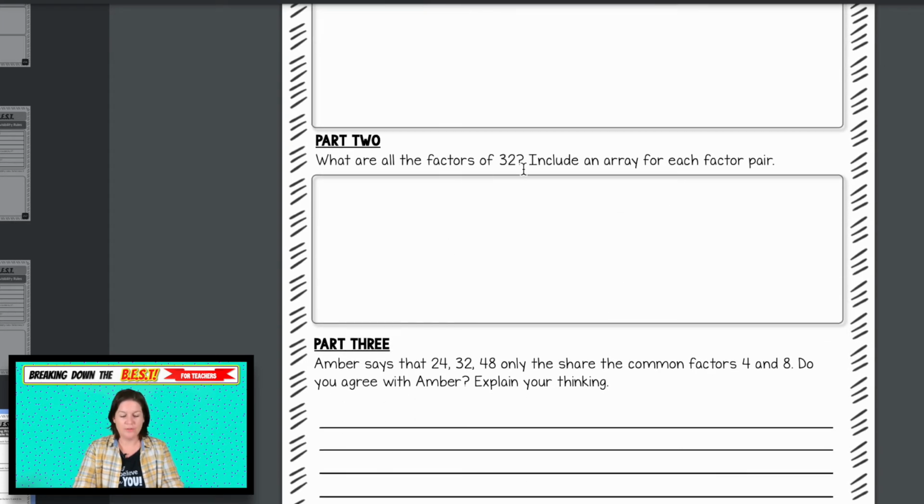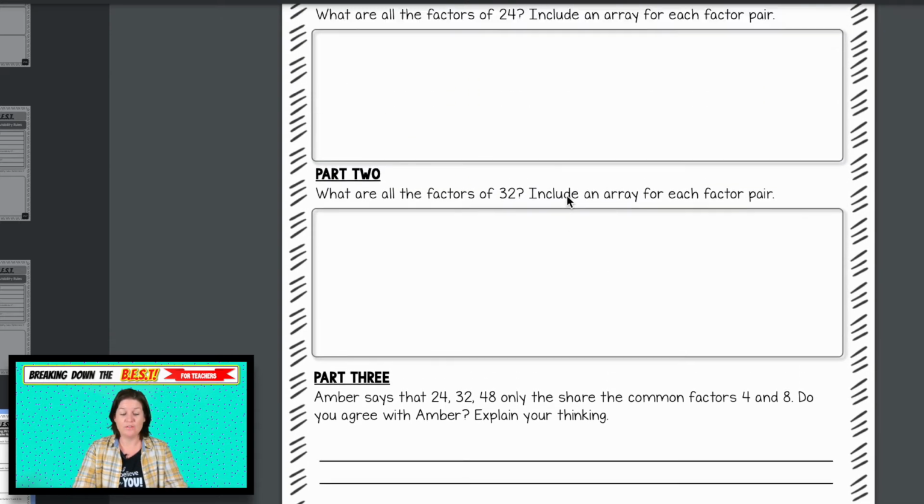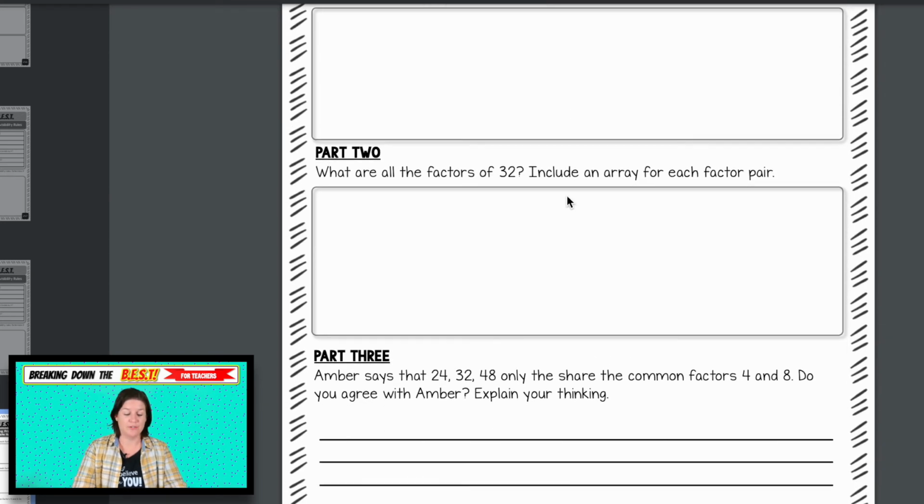What are all the factors of 32? Include an array for each factor pair. Amber says that 24, 32, and 48 only share the common factors 4 and 8. Do you agree with Amber? Explain your thinking. So you can see that these involve a lot more thinking and responsibility for the student.